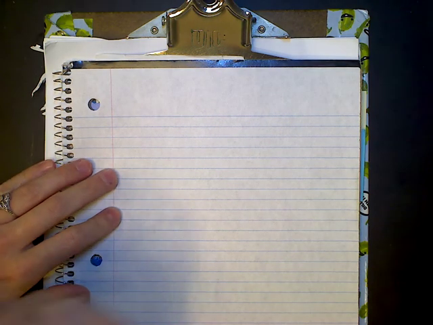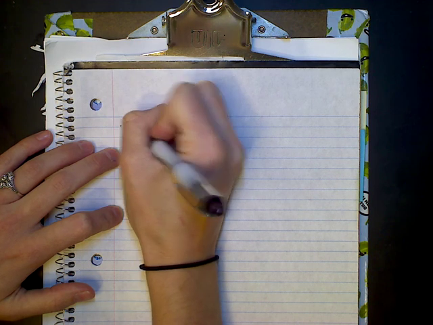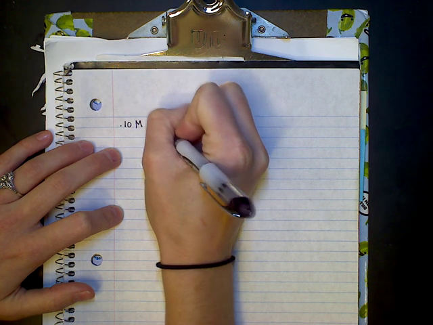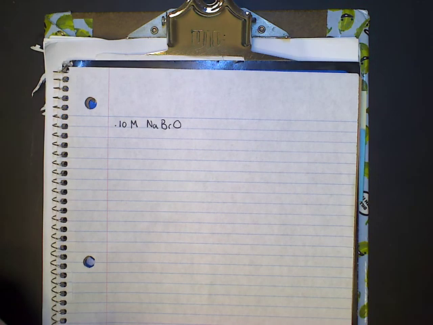I have a feeling there might be something on your homework that's going to trip you guys up. So there's a problem. I don't remember what number it is, but you have to find the pH of a solution that has 0.1 molar NaBrO in it.